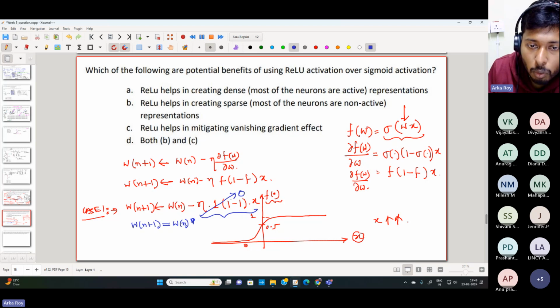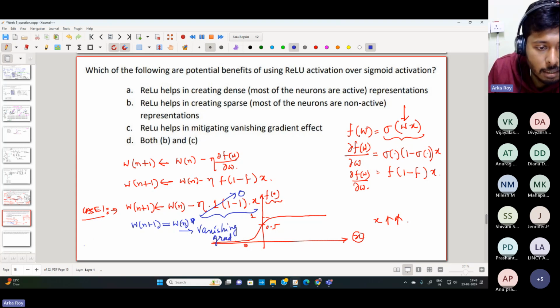That means this whole multiplication term will be equal to 0. As this gradient vanishes, the learning process will stop, because at the (n+1)th iteration, the weight value is equal to the nth iteration's weight value. So this problem is called vanishing gradient.